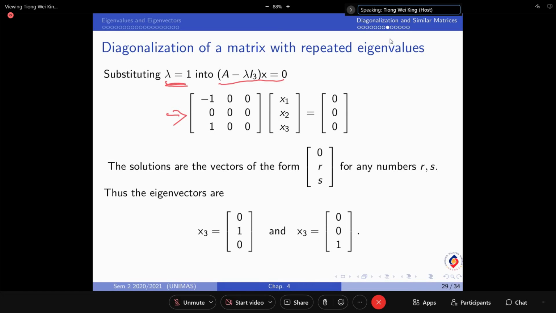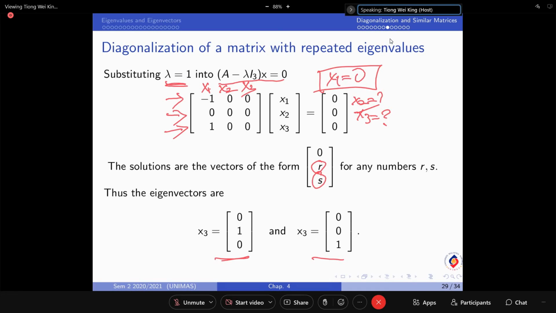Now from here, basically, from row 1 and row 3, we will get that x1 equals 0. Okay, so this is the column for x1, x2, x3. So from these two rows, we will only get x1 equals 0. But x2, we don't know, x3, we don't know. So that's why we have R and S. We can choose any values for R and S.